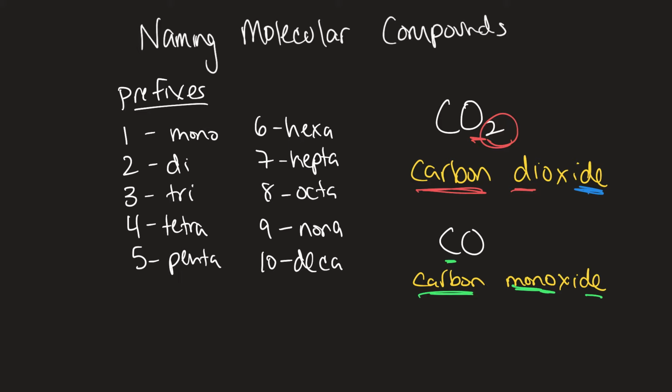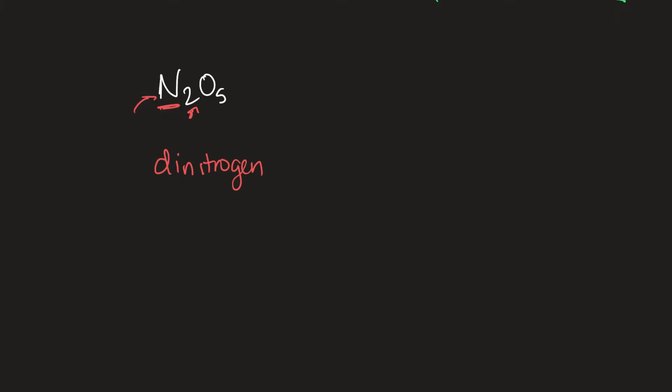Let's go through a couple more examples. What if we have N2O5? Well, N2, there's 2 of them, so we use the prefix di. The first element, you just write it as is, dinitrogen. Our second element has the prefix 5, which is penta. And then we have oxygen, so it's oxide. So it's dinitrogen pentoxide.